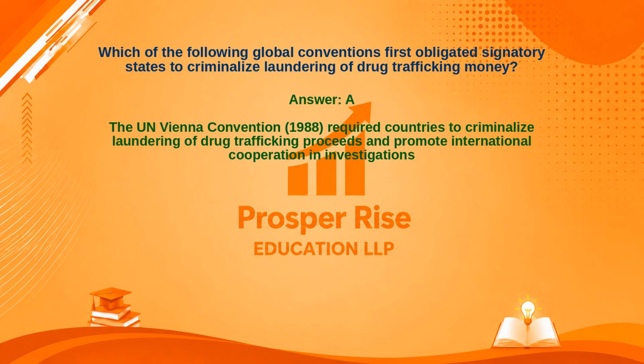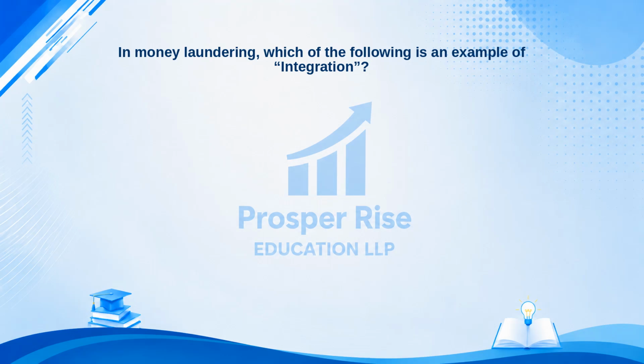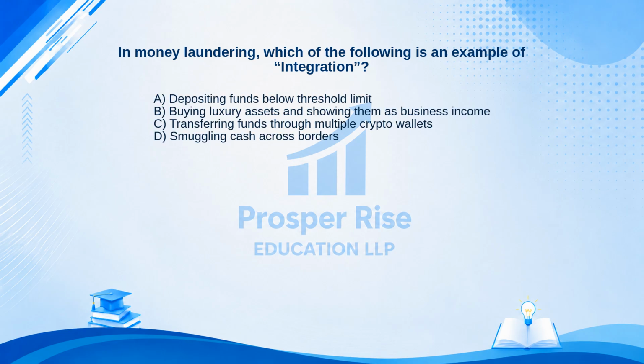Let's see why. The UN Vienna Convention, 1988, required countries to criminalize laundering of drug trafficking proceeds and promote international cooperation in investigations. Let's look at this next question. In money laundering, which of the following is an example of integration? Here are your options. A. Depositing funds below threshold limit. B. Buying luxury assets and showing them as business income. C. Transferring funds through multiple crypto wallets.